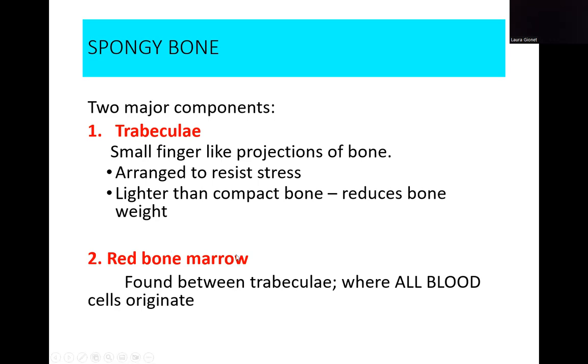It's lighter than compact bone, so it helps reduce the weight of the bone. Found between the trabeculae, between the walls of the honeycomb or the lattice fencing, we're going to find this red gooey material or this granular material, and that's your red bone marrow. Red bone marrow is where all blood cells originate. Red blood cells, white blood cells, platelets, they all originate from red bone marrow. All right, so spongy bone is always composed of those two things, always.